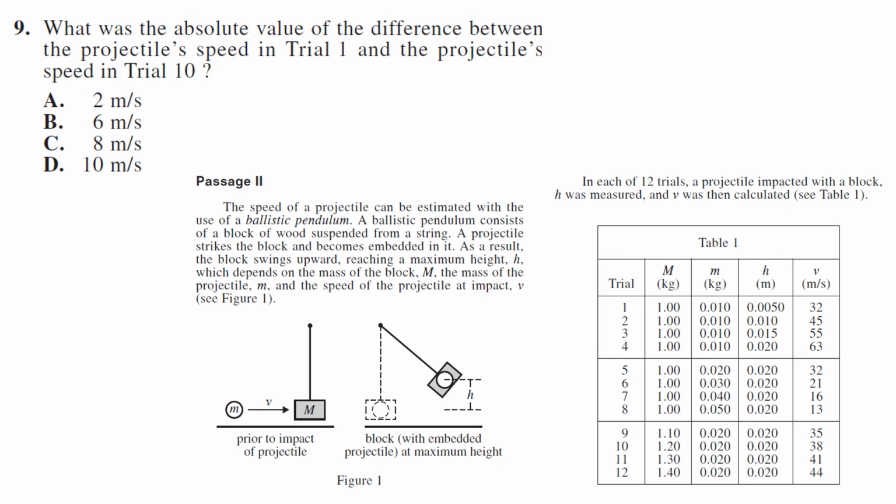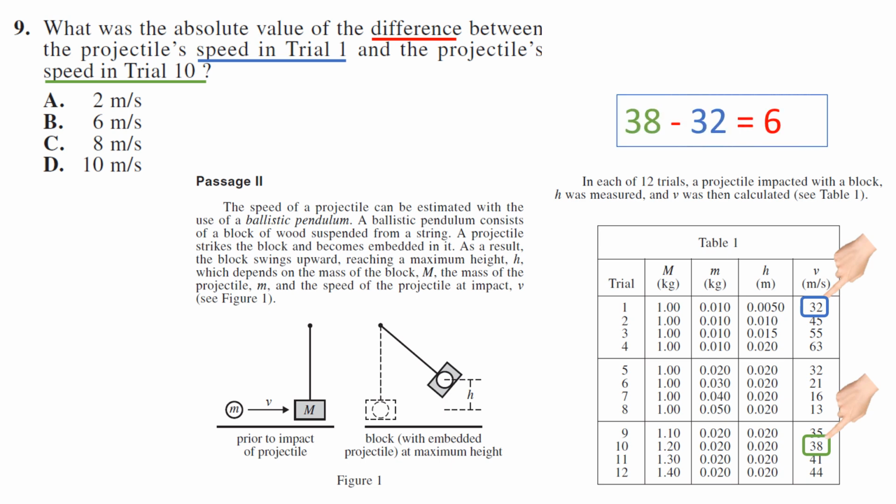Number 9, what is the absolute value of the difference between projectile speed in trial 1 and trial 10? So we just want to know the difference, subtracting. It doesn't matter which order because it's absolute value. So we're going to do 38 minus 32, and that is 6. So your answer is B.